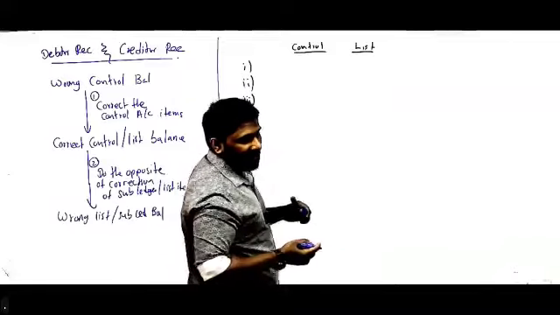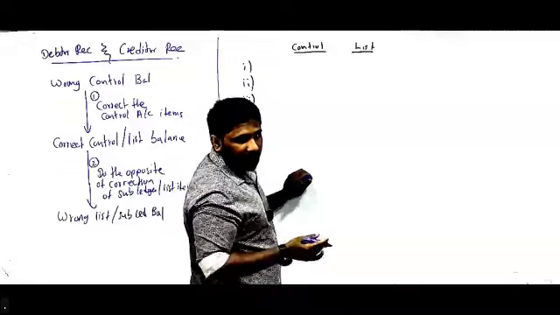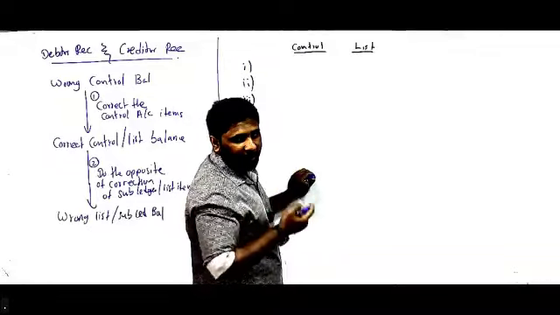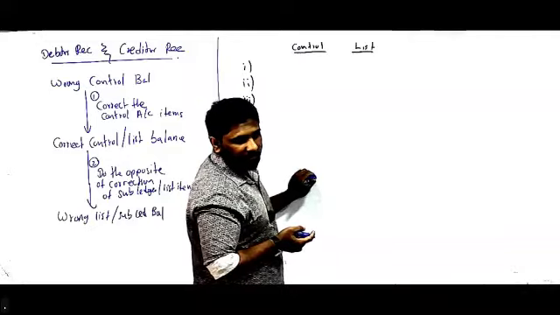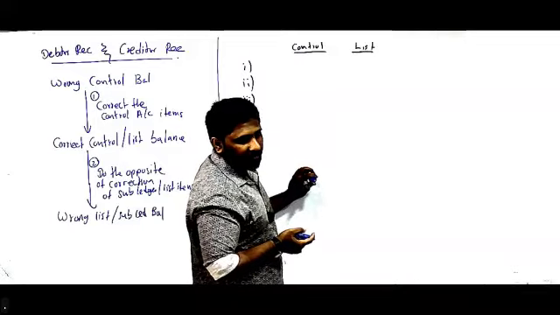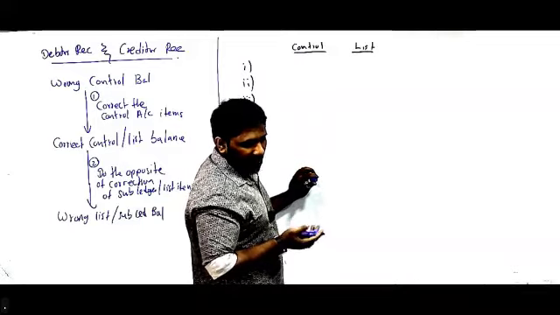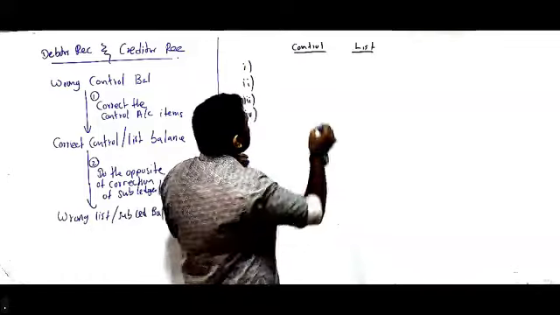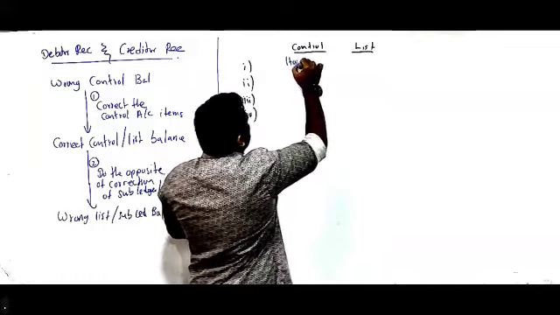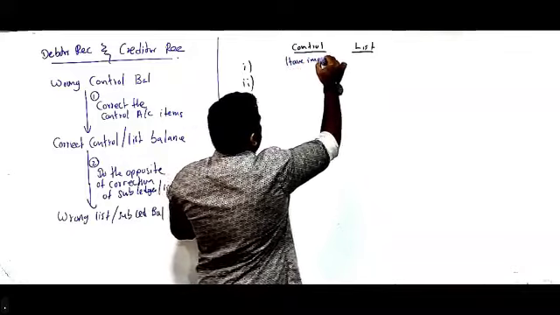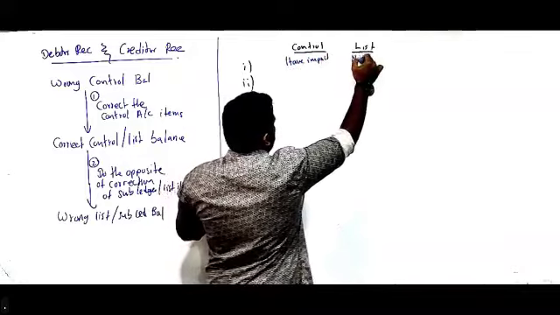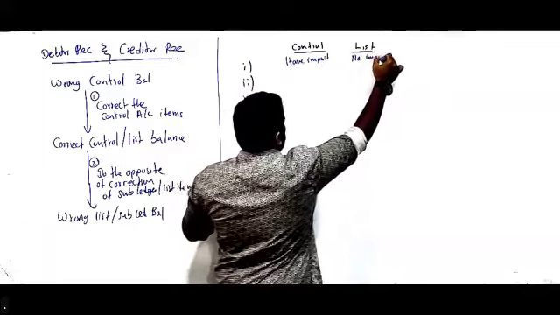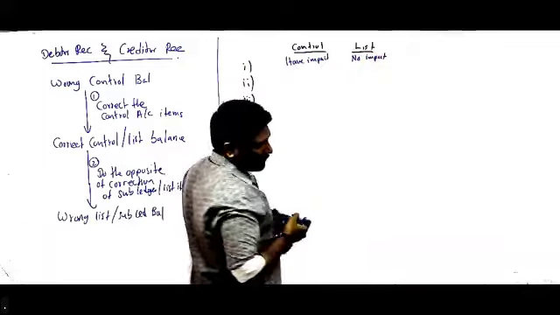Where do you have the impact? Read the transaction and tell me where you have the impact. Control account: have impact. And here, write no impact.